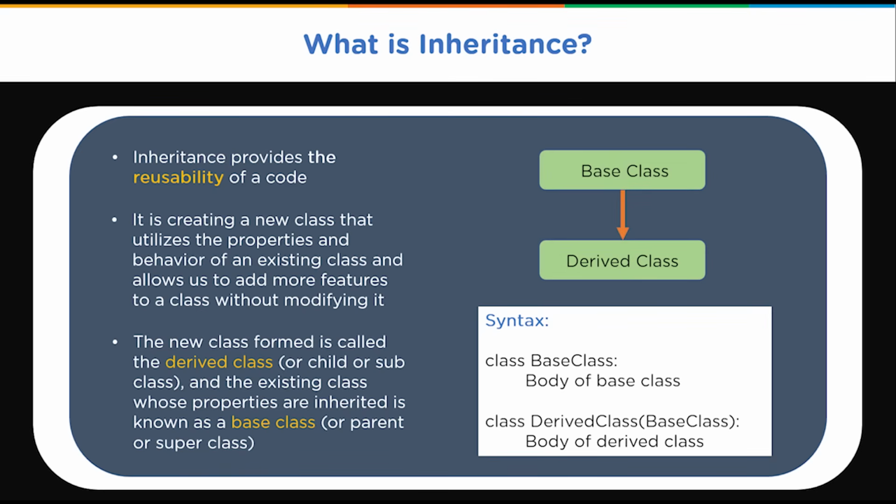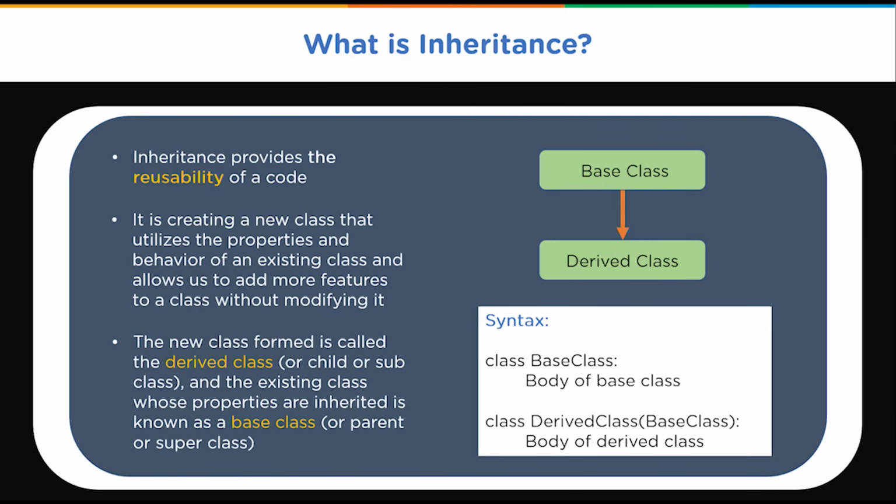If you take a look at the sample syntax over here, you have a base class and you have certain attributes and functions associated with the base class. And then you have a derived class in which you extend, basically you inherit the base class and you inherit the properties of the base class.